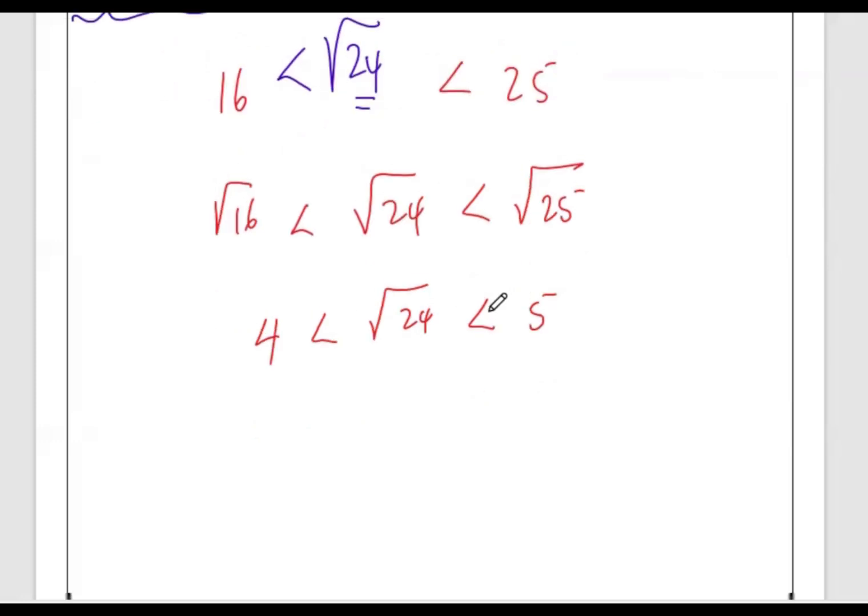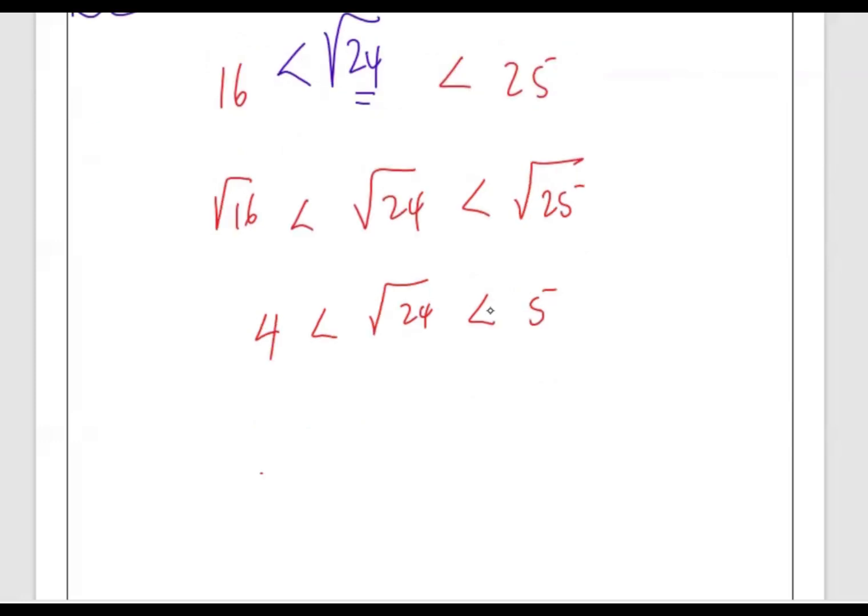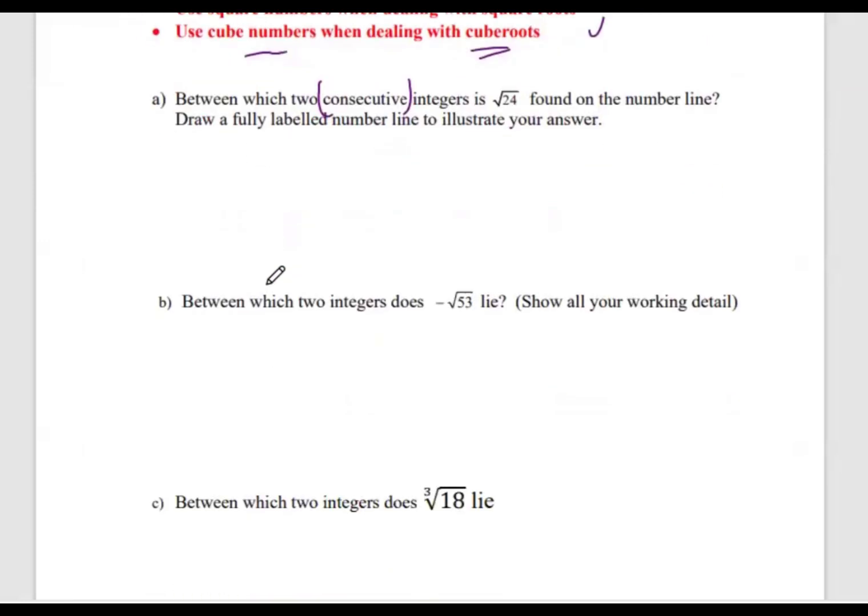Now, if you have to represent this on our number line, it's simply going to be a 4. And then it's going to be a 5. And then we can just put those dots. And then we connect it. Just like that. So it's in between, somewhere there, between 4 and 5. All right, so that is how that question will be answered. Okay, let's look at the next one.